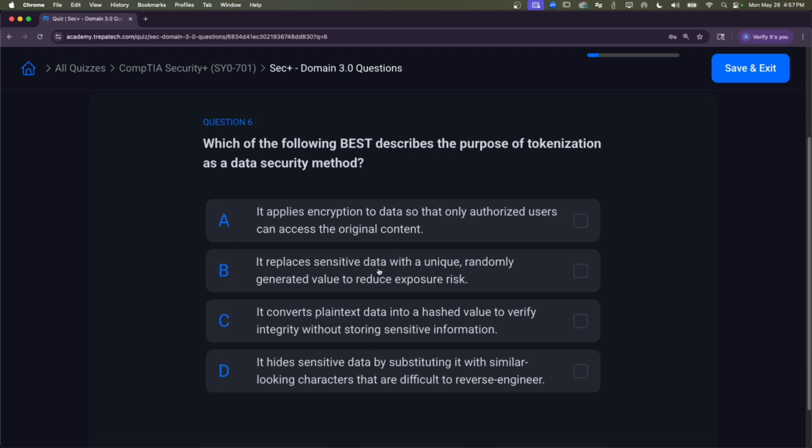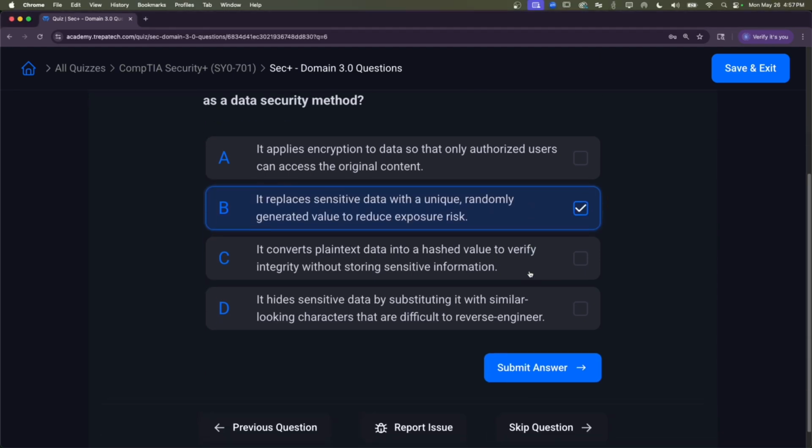I mean, a token is still exposed. A non-sensitive token will still have the same exposure factor as your regular data transiting a network, right? It's not like all of a sudden it's not transiting, right? It still has the same exposure. And then we look at D here. It says it hides sensitive data by substituting it with similar looking characters that are difficult to reverse engineer. That's not the point of it.